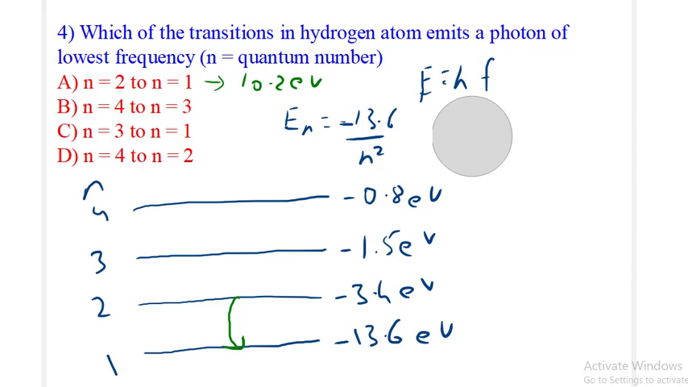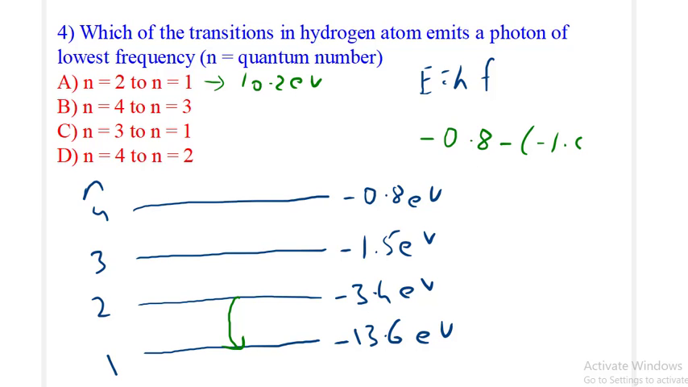Next we do the calculation for the second option. Now for the second option what we have is from 4 to 3. 4 is minus 0.8 and 3 is minus 1.5, so minus of minus 1.5, which comes out to be 0.7 electron volt. So this is 0.7 electron volt.